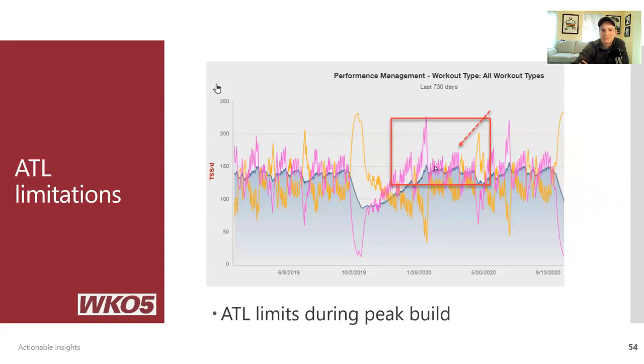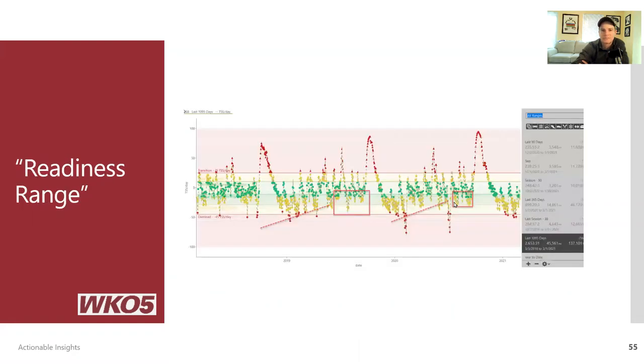Probably could have explained the connection between ATL and TSB. They're basically the inverse of each other, offset by one day. I tend to think about it more as the acute training load creating fatigue, versus training stress balance. But you can ask me questions on that in the Q&A.